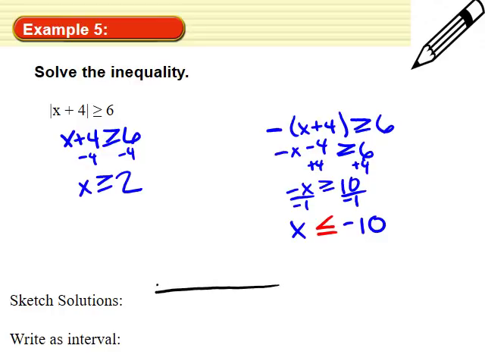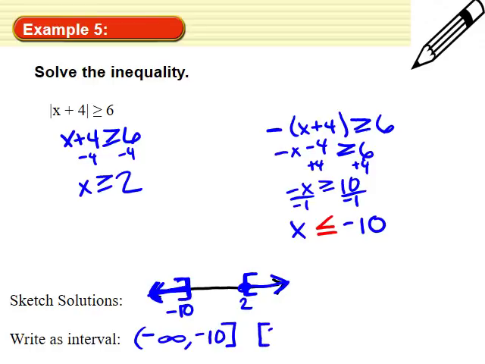So let's take a look. If I sketch this on a number line, I end up with x is greater than or equal to 2. Or equal to means bracket or solid circle. You decide how you want to represent that. And I have the value of -10, x is less than or equal to -10. So it's going away from each other. So as an interval, I am actually going to have 2 intervals. I'm going from -infinity to -10, parenthesis, bracket, and I'm going from 2 to infinity.